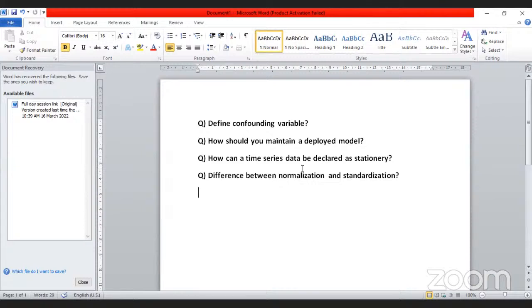There is a formula difference as well. The formula for normalization is x minus x min divided by x max minus x min. And for standardization, it is x minus mu divided by sigma. This is the formula difference. Did you understand the difference between normalization and standardization?